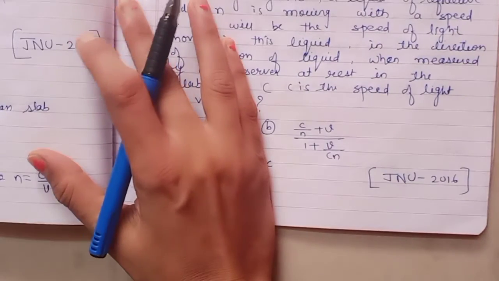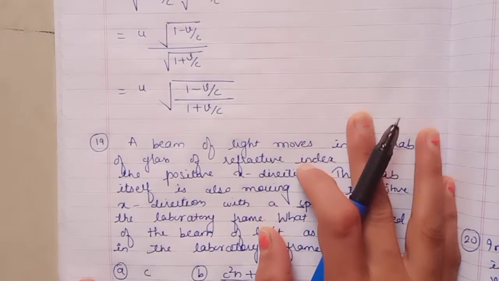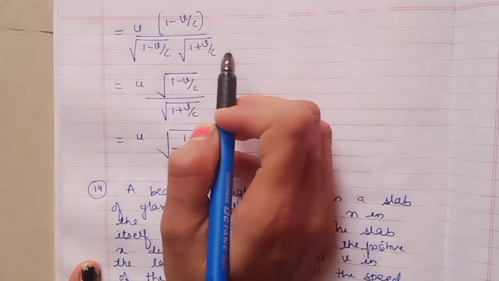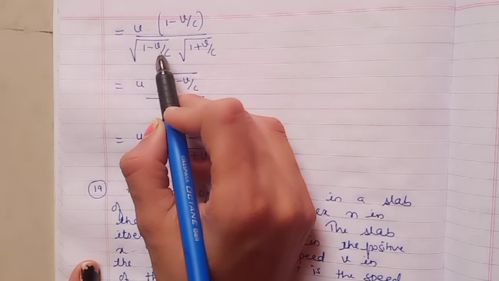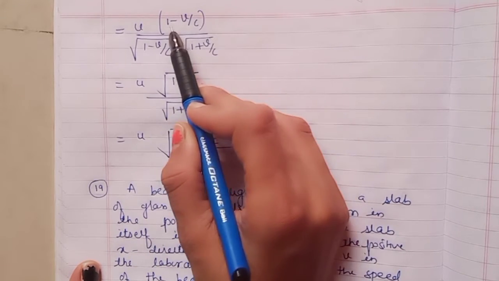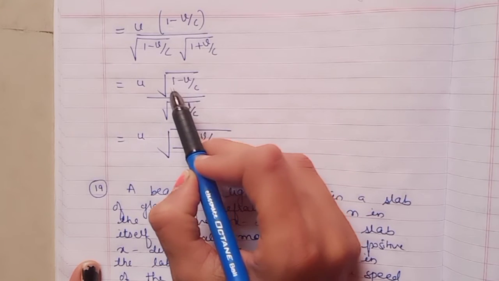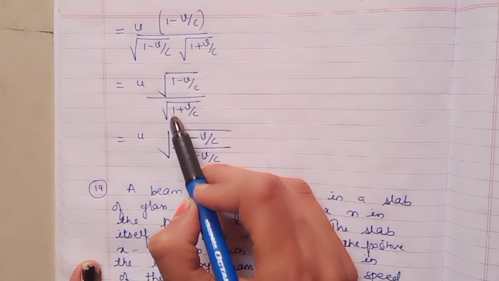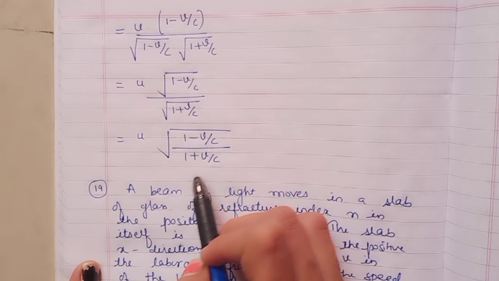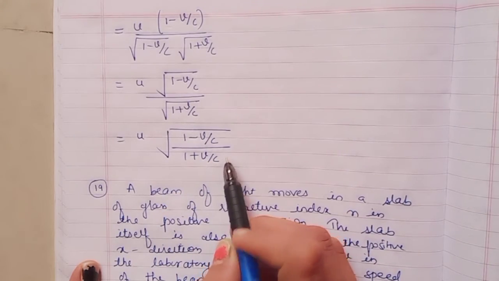So I know that a square minus b square is (a minus b) into (a plus b). So the same root of 1 minus v square by c square I have written as root of 1 minus v by c into root of 1 plus v by c. So the root of 1 minus v by c will cancel, and I will just be left with root of 1 minus v by c upon root of 1 plus v by c. So here I will get u into root of (1 minus v by c) upon (1 plus v by c). The square root I have written common. So this is what the answer is.